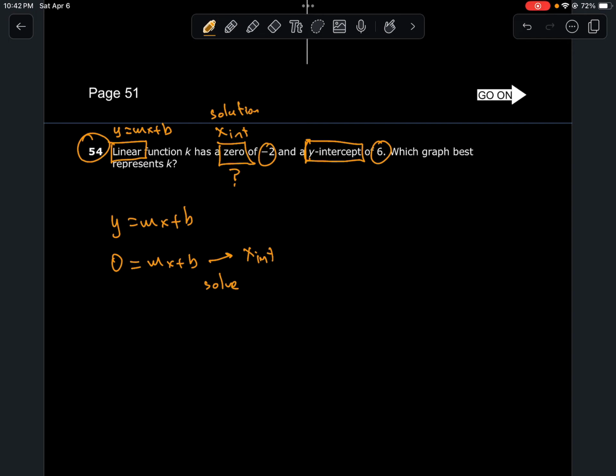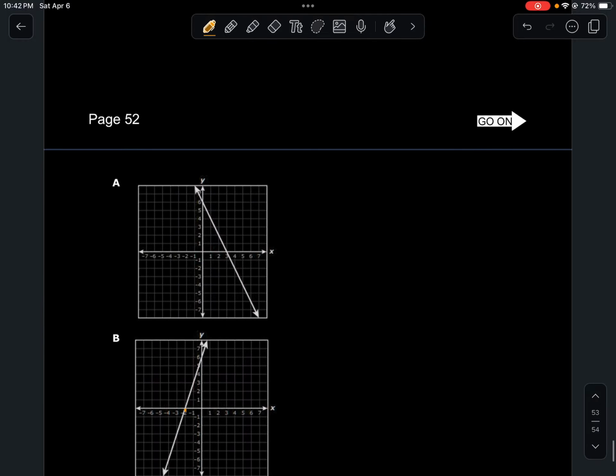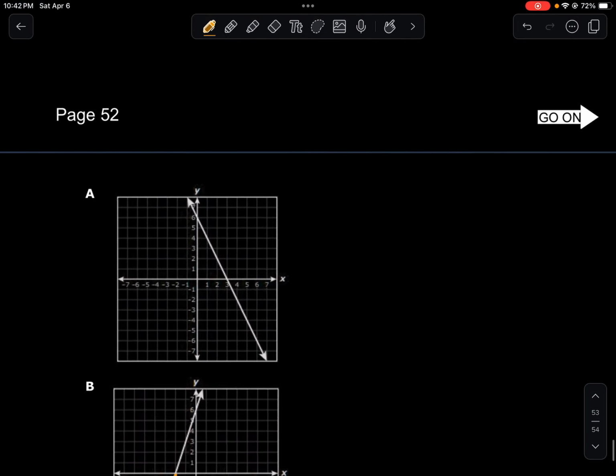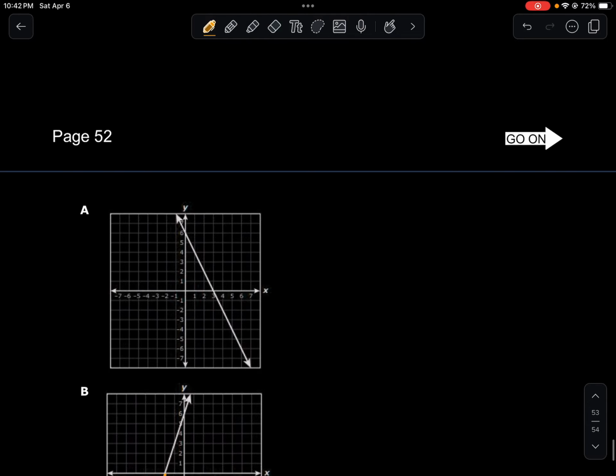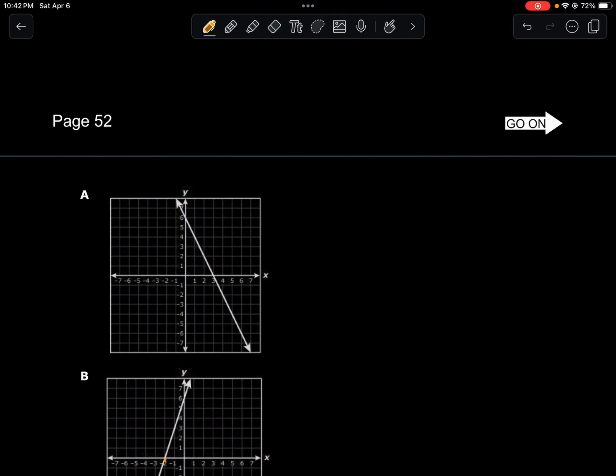So what is the information that we got? Well, the x-intercept is -2 and the y-intercept is 6. Let's see which graph has -2 as x-intercept and 6 as the y-intercept. Now you may say, okay, where is the x-intercept? Well, the x-intercept is on the x-axis, which is horizontal, meaning goes left to right. Okay, so x-intercept is going to be on the horizontal axis.